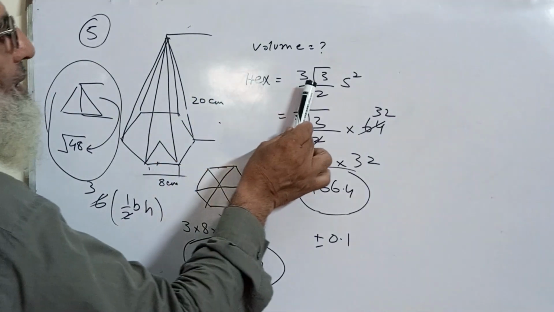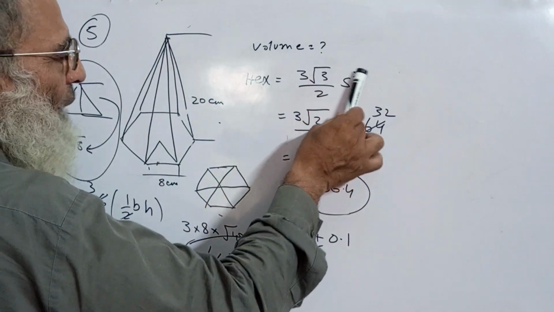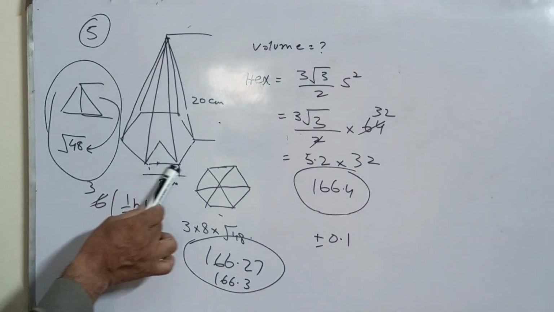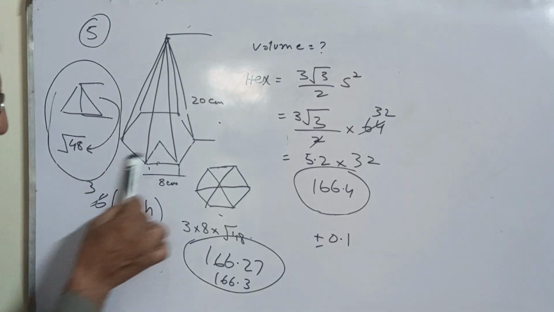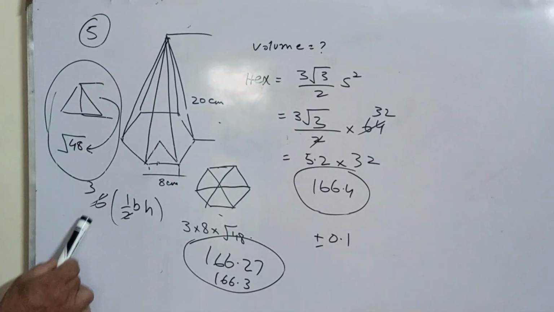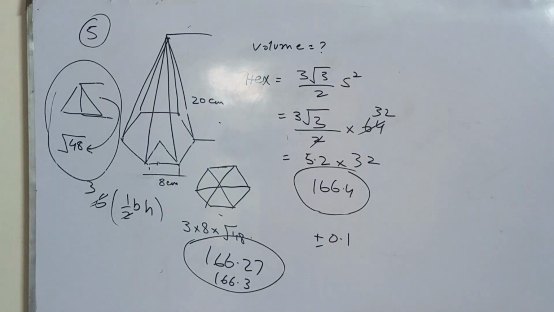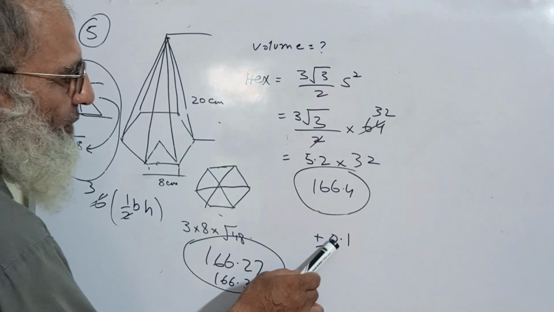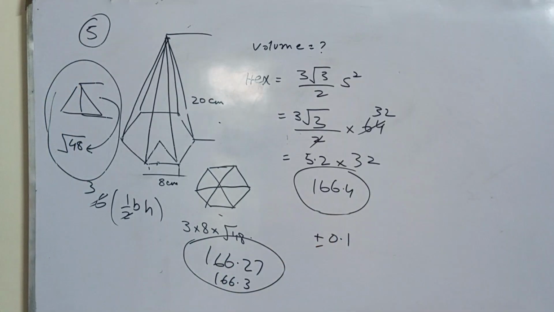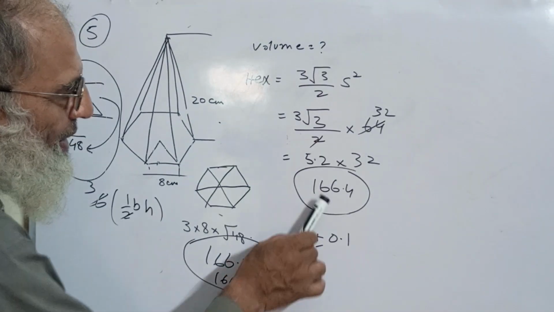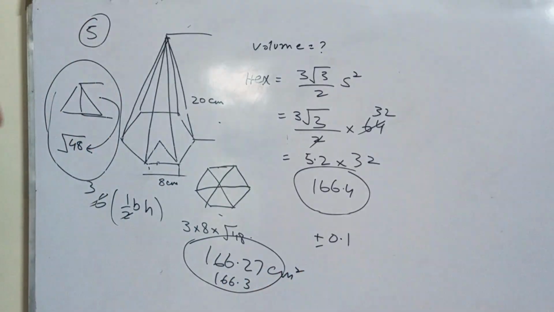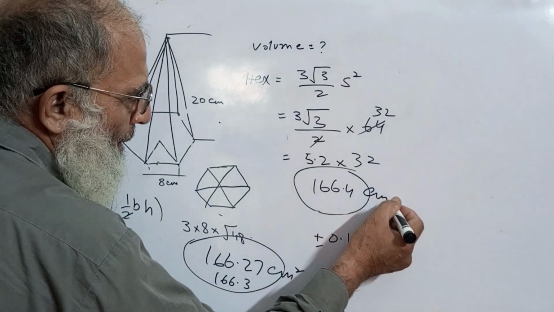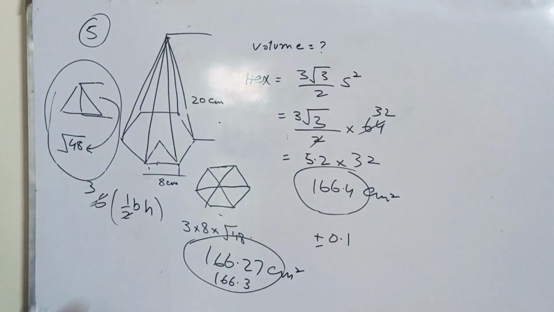The area of the hexagon is 3 root 3 divided by 2 s square. Since this was given to us, I was compelled to tell you how we will calculate it. And you see only a difference of 0.1 has come in here. So okay, it is 166.3, it is 166.2. What was the unit? Centimeter square. Now what about the height?